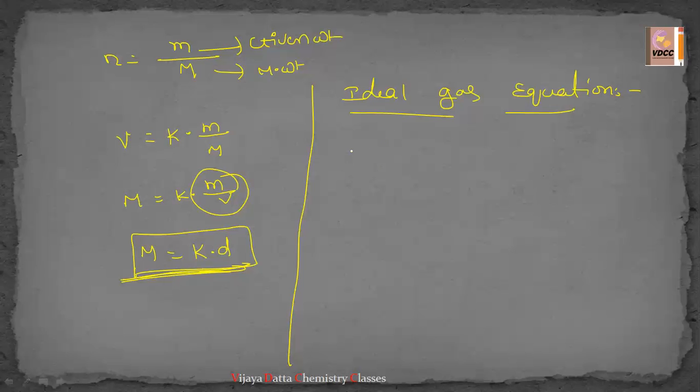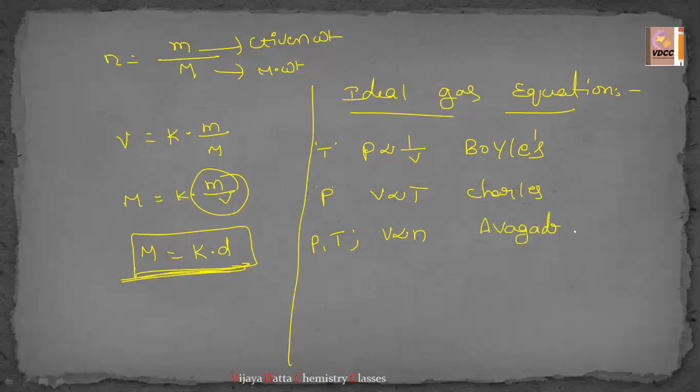So what is this ideal gas equation? The gas which obeys all three gas laws: Boyle's law, Charles' law, Avogadro's law. What is Boyle's law? At constant temperature, pressure is inversely proportional to volume. This is Boyle's law. What is Charles' law? V proportional to T at constant pressure. This is called Charles' law. What is Avogadro's law? Volume is directly proportional to n, also at constant pressure and temperature. V proportional to n. This is called Avogadro's law.